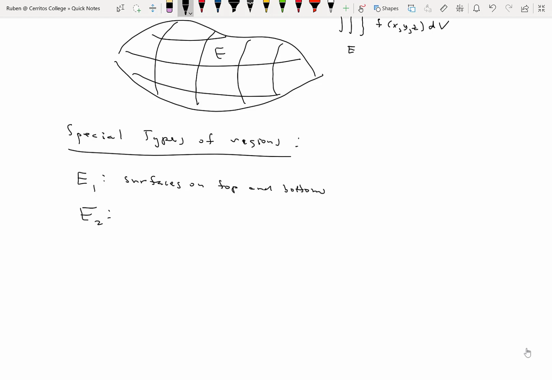E2, surfaces in front and back. And the type 3 region, surfaces on the left and right. So what am I talking about here?